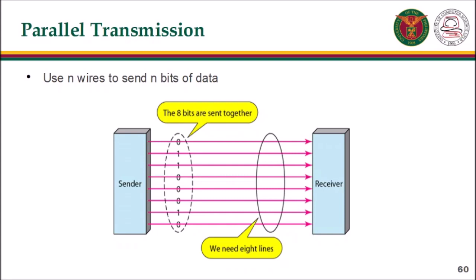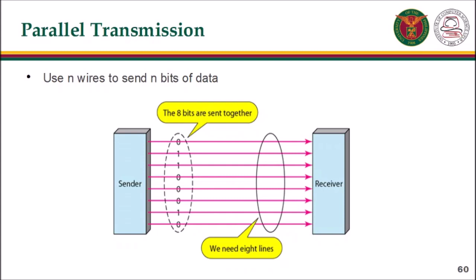The mechanism for parallel transmission is simple. Use n wires to send n bits at one time. That way, each bit has its own wire, and all n bits of one group can be transmitted with each clock tick from one device to another.